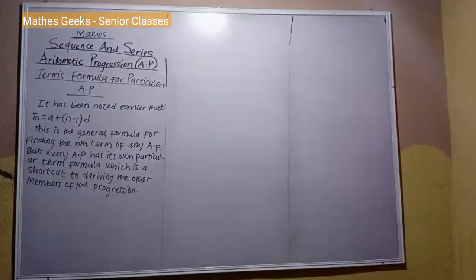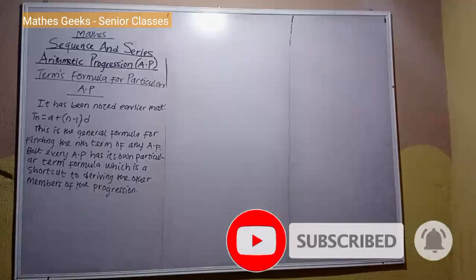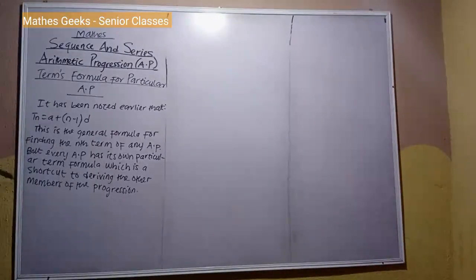In this video, we're going to look at the terms formula for a particular AP. It has been noted earlier that Tn is equal to a plus n minus 1 times d. This is the general formula for finding the nth term of any AP. But every AP has its own particular term formula, which is a shortcut for deriving the other members of the progression.